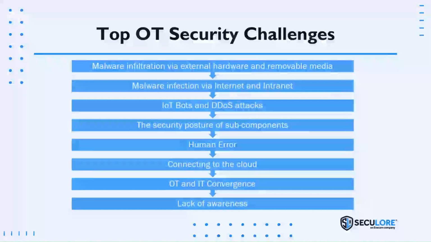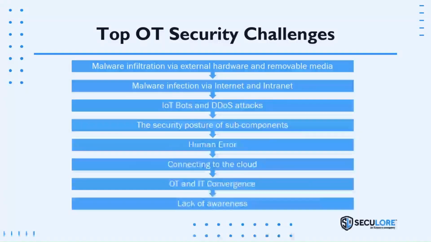Top OT security challenges: malware infiltration via external hardware and removable media. Of course, this is why we've told everybody for a long time, stop picking up the USBs in the parking lot and plugging them in. But if you're working on the control system, it applies to that too. We don't want the elevator to get hacked either, right? So you're going to use that same methodology, and that's where we see a lot of overlap between 853 and 882, right? So we have to be aware of that.